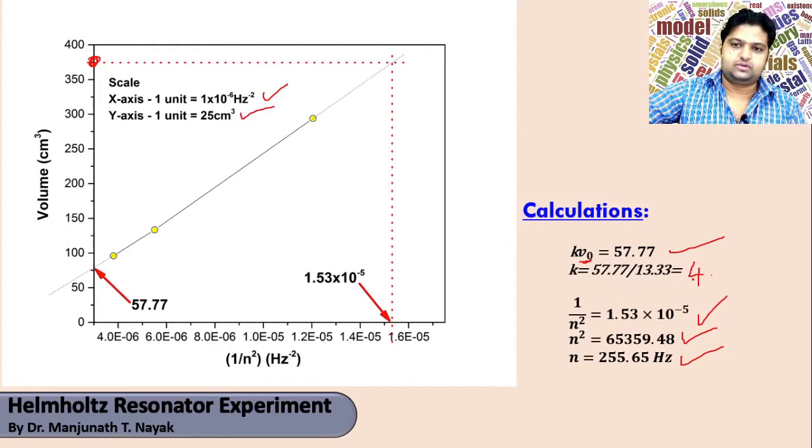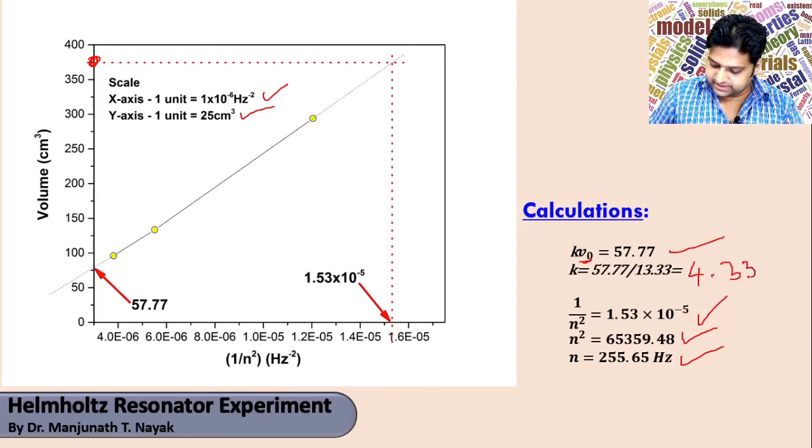If I just calculate it, give me some time. It will come to around 57.77 divided by 13.33, which is 4.33. I had actually calculated it earlier, that's why I remembered it was something around 4. This value is a little on the higher side, it should be a little lower, roughly around 1.5 of that order, but for some reason it has gone a little higher. But nothing to worry.